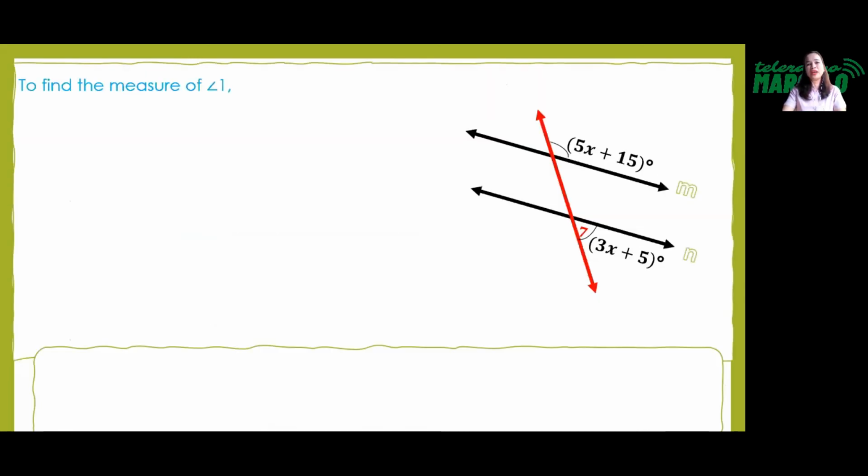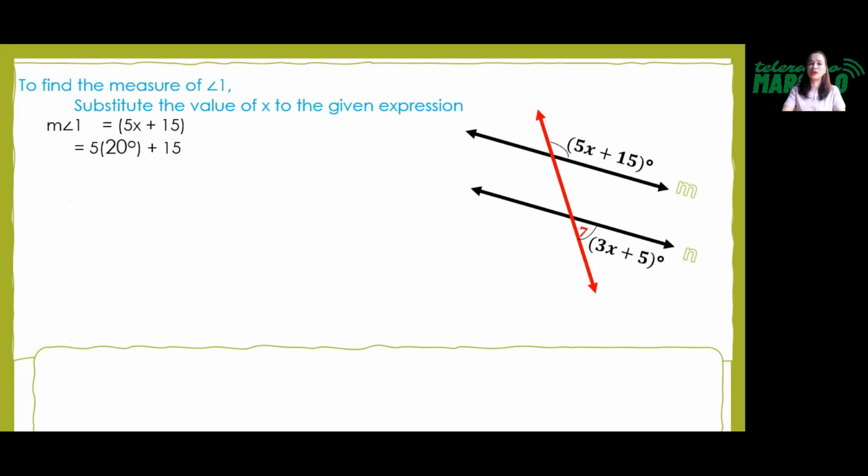Okay, so now that we know the value of x and x is equal to 20, we can now find the measure of angle 1. So from the figure, we just have to substitute the value of x to the given expression. The measure of angle 1 is equal to 5x plus 15 as given, but we know the value of x as 20. So we just have to substitute 20 to x. So we have 5 times 20 plus 15 is equal to 115 degrees. So the measure of angle 1 is equivalent to 115 degrees.